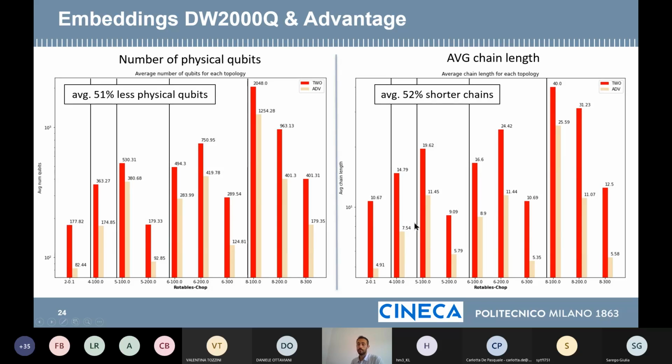And usually what happens is that the longer the chain of physical qubits that represent a single one, the more likely you are to get an error on the chain. So the programmer will introduce more error if you need very long chains. Okay.